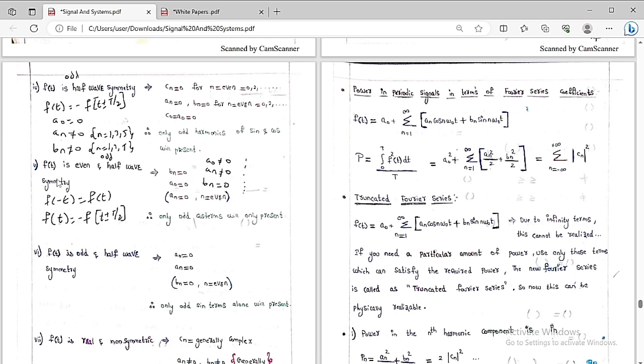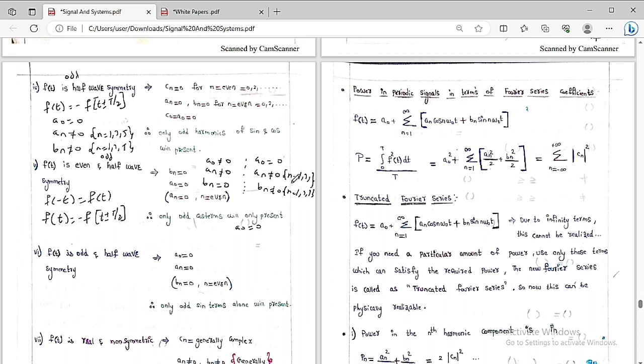Odd half wave symmetry means, as I have already told you, a0 is equal to 0, an is not equal to 0 for odd values of n, and bn is not equal to 0 for odd values of n. Now combine these two properties and tell me the overall properties. Here a0 is not equal to 0, here a0 is equal to 0. So from this we can say a0 is equal to 0. Here an is not equal to 0 for all values of n. Here an is not equal to 0 for only odd values of n.